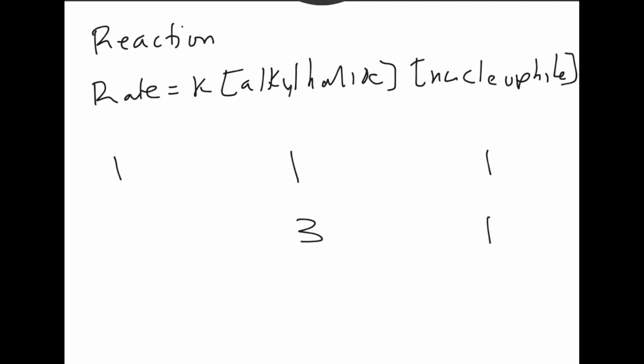What would my rate be if I tripled the amount of alkyl halide? It'd be 3 times as fast. What if I doubled my alkyl halide and cut my amount of nucleophile in half? Still 1. What if I cut them each by half? It's 1/4. This is as close to math as we get. A half of a half is a quarter.